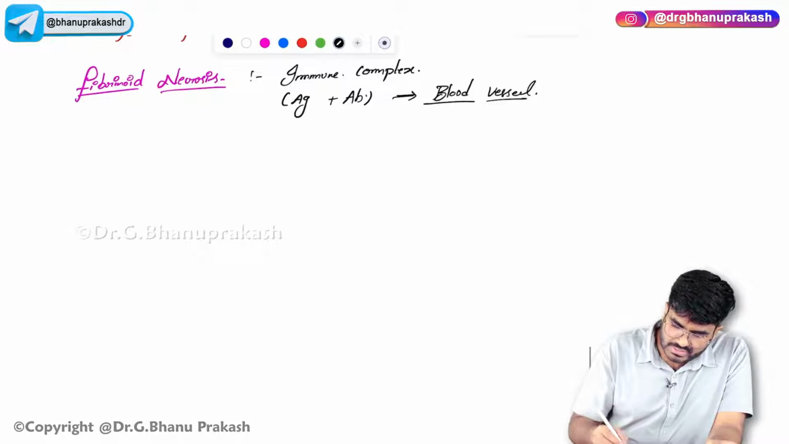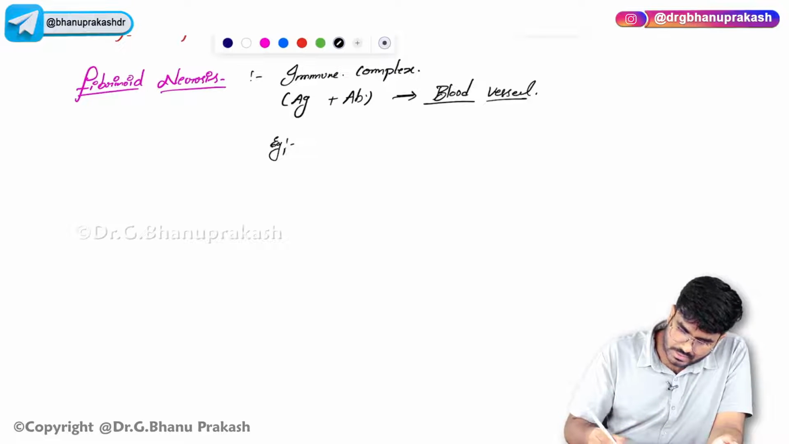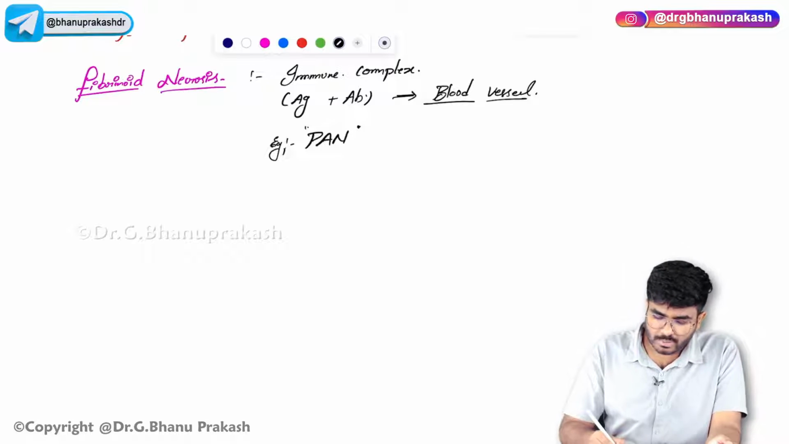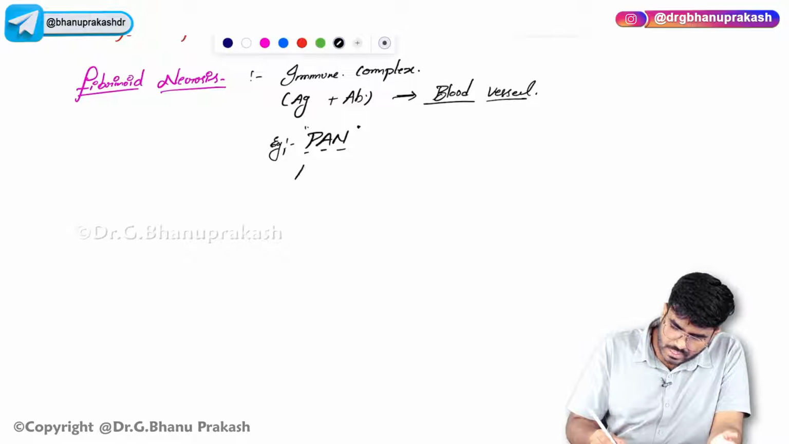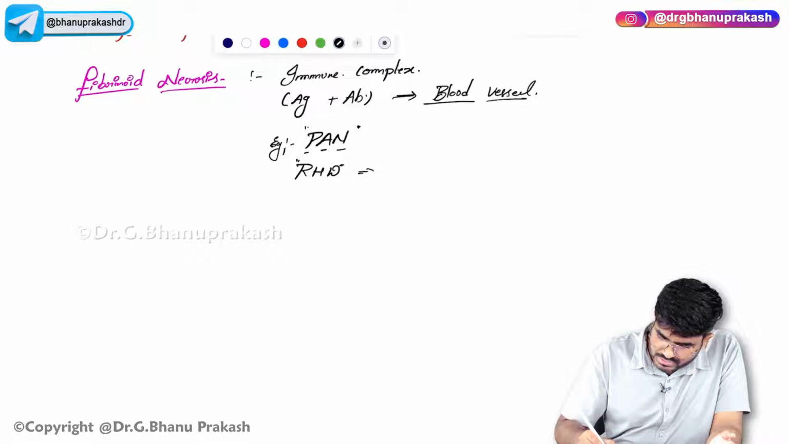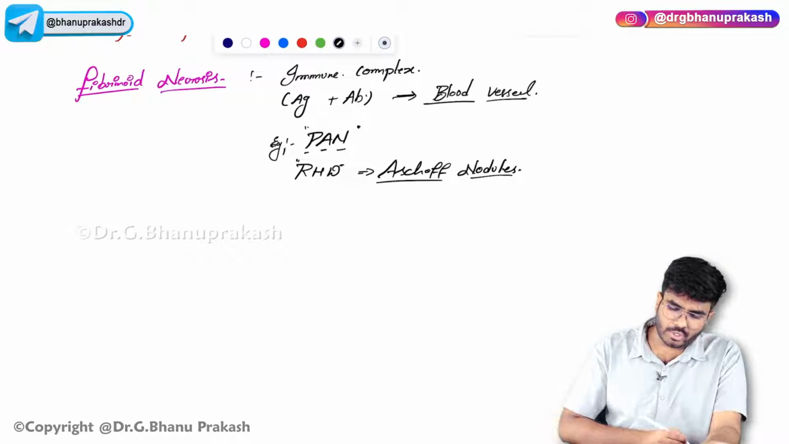Okay. So, it is seen in which conditions? In which conditions are these antigen-antibody complexes getting deposited within the blood vessel wall? Seen in conditions like PAN, polyarteritis nodosa. Poly means multiple, arteritis means the blood vessels are getting involved. And in rheumatic heart disease, you will see Aschoff nodules. So, these Aschoff nodules seen in rheumatic heart disease are an example of fibrinoid necrosis.